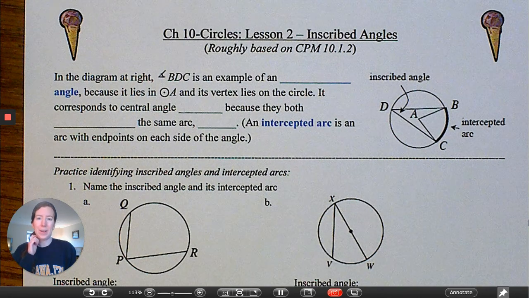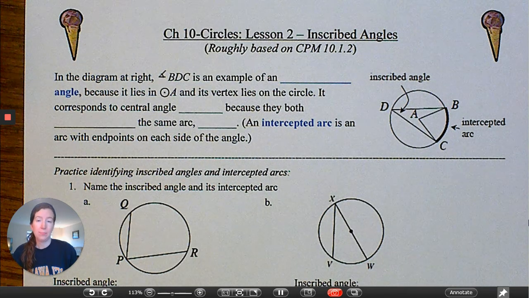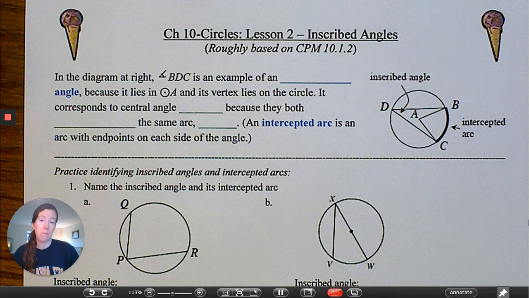Hey everyone, we are going to get started with our next installment of our circles unit. So in the last lesson, whatever you want to call it, we looked at definitions of parts of a circle, and we also looked at central angles, and we saw that the measure of the central angle is equal to the measure of the arc that that angle goes into. We looked at the definition of inscribed angles, but we're going to look more today at their measures.